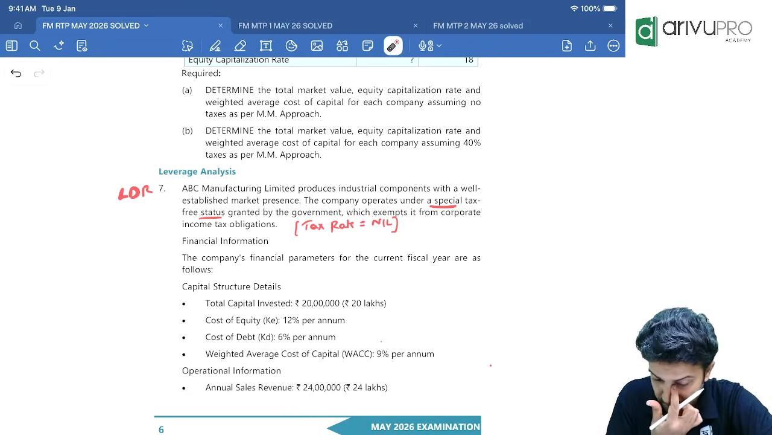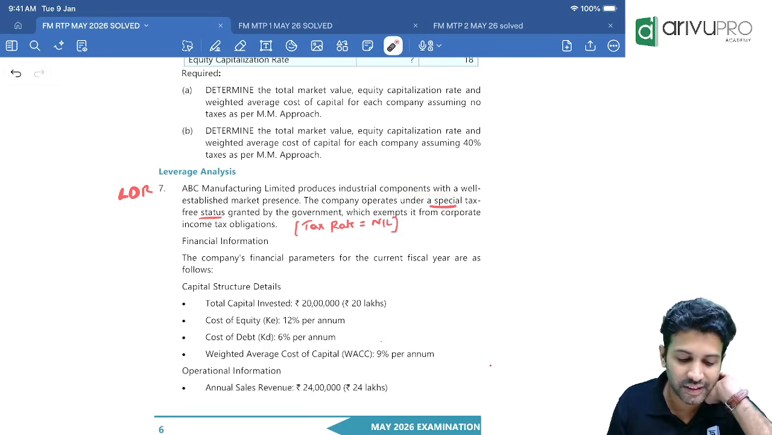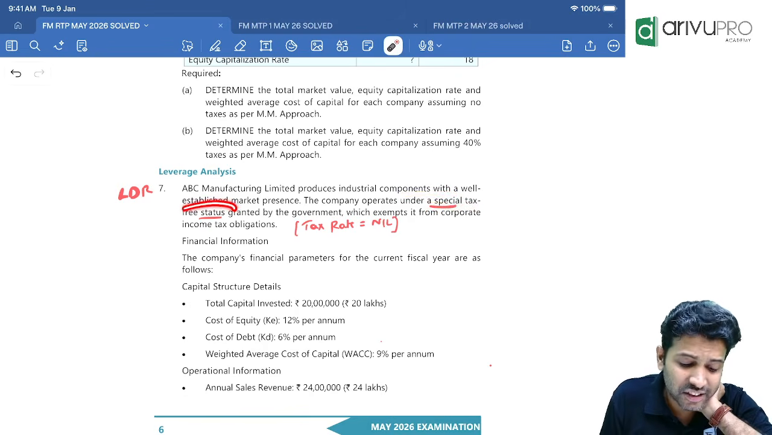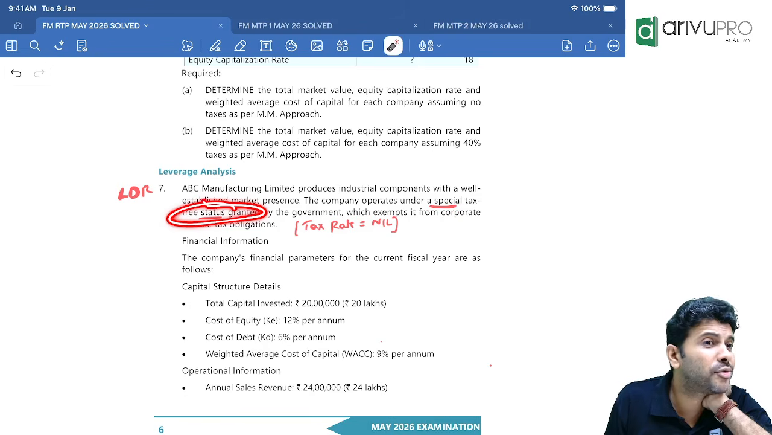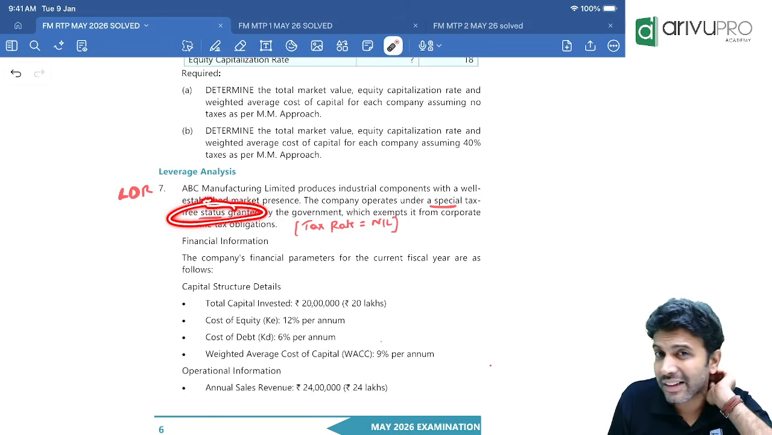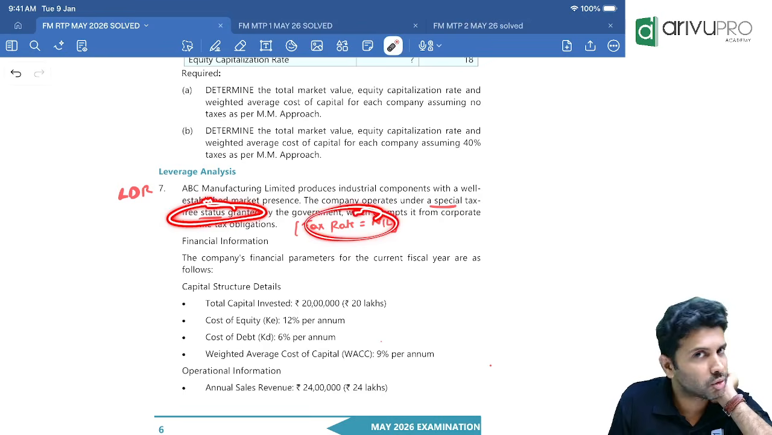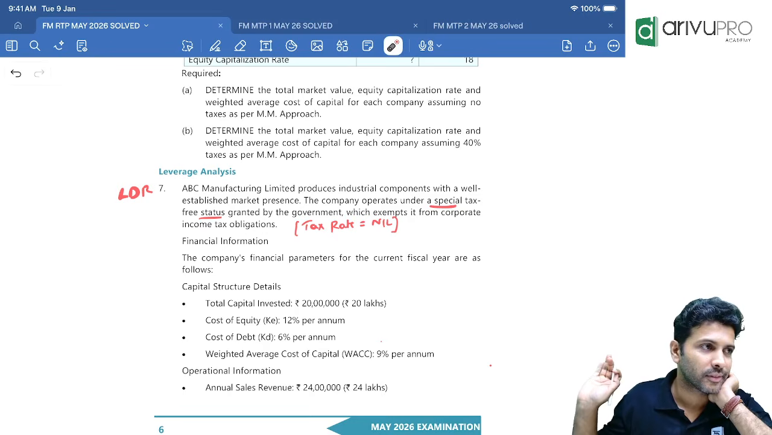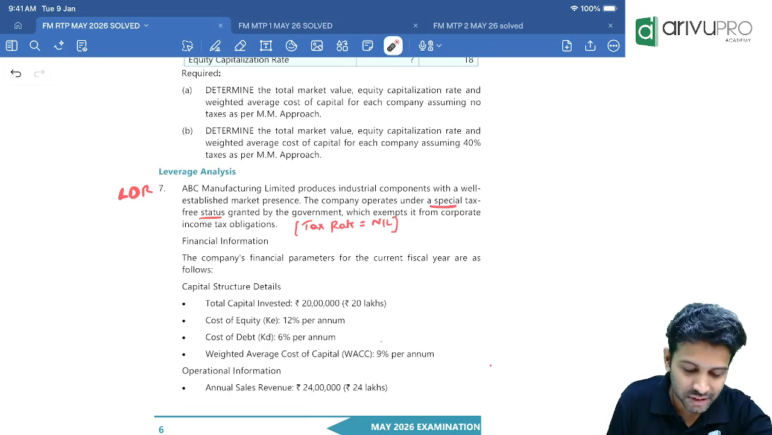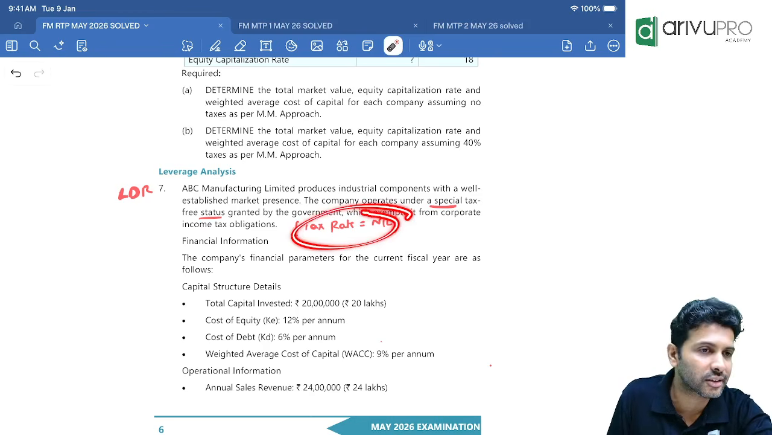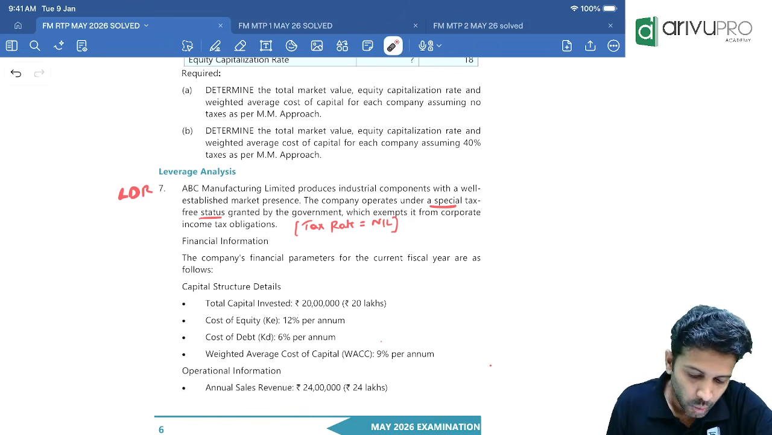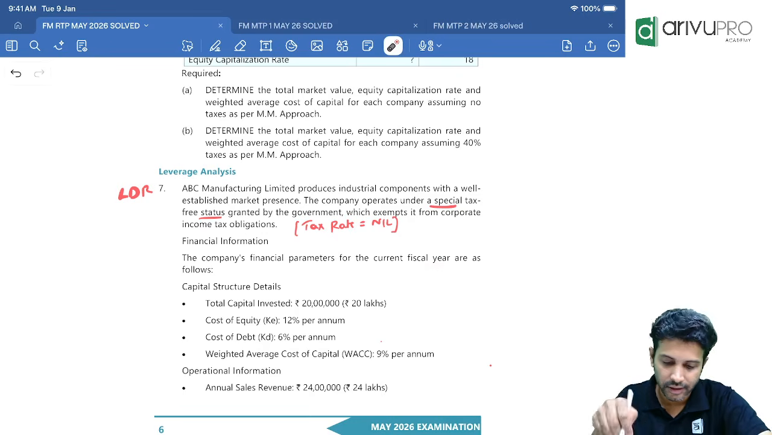ABC manufacturing company produces industrial components and is a well-established company that operates under special tax-free status. Tax-free status means that for this company tax is nil. Tax rate is 20%, that is the general market tax rate, but this company has tax-free status. So for this company the applicable tax rate is 0. That's it. And it is exempt from income tax obligation. Fair enough.